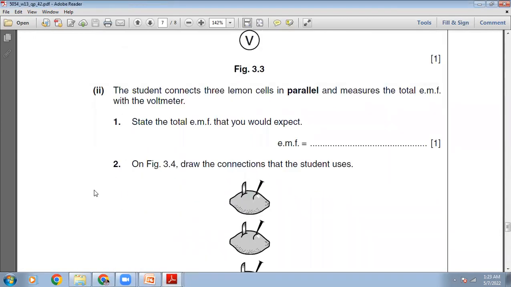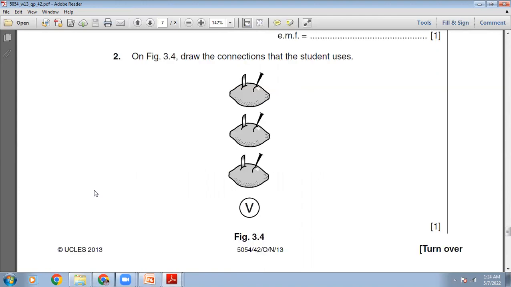So then he says, the student connects 3 lemon cells in parallel and measures the total EMF with the voltmeter. State the total EMF that you would expect. You see, when you connect them in parallel, their EMF do not add up. Because they are identical, the individual cell has 0.9 volt EMF, so the EMF of the combination will also be 0.9 volt, because you're connecting them in parallel.